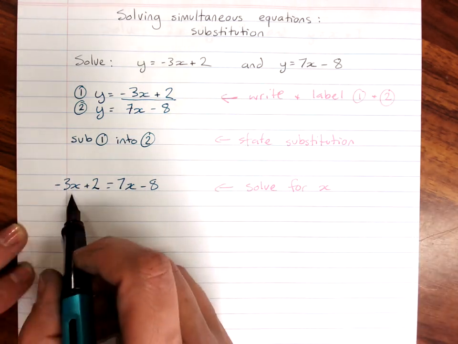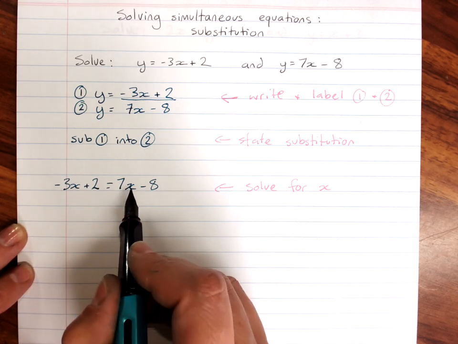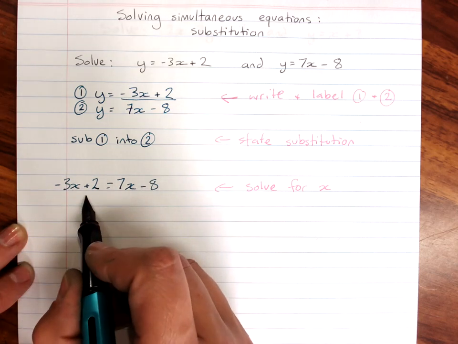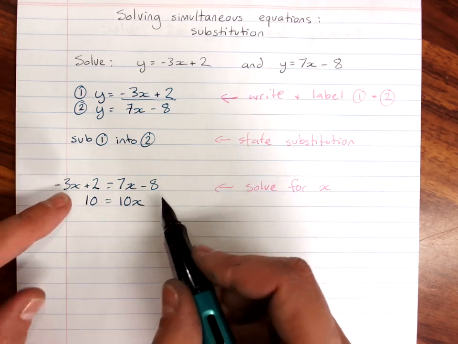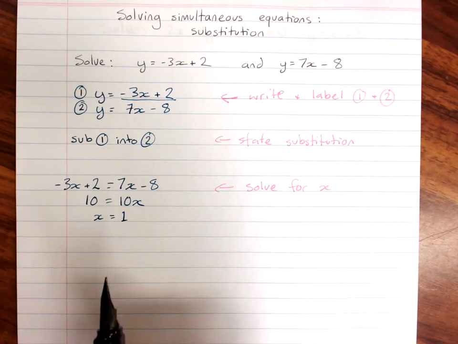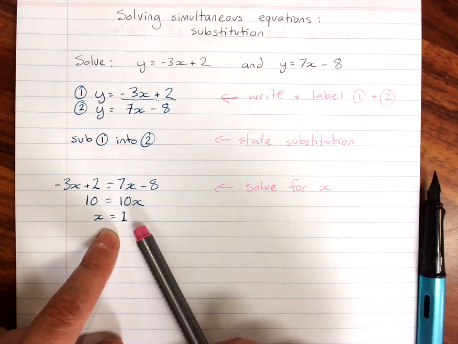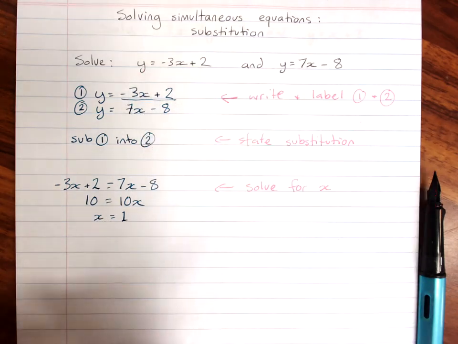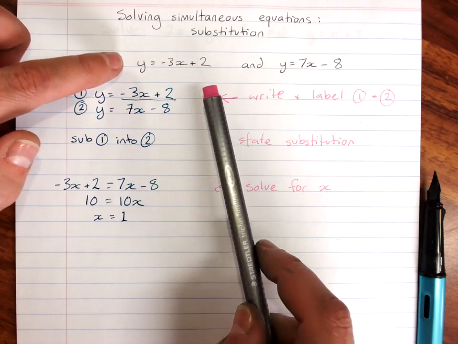So we gather these to the same side. Let's get rid of this negative. Add 3x to both sides, and add 8 to both sides, so 10 equals 10x. Well, that's nice and easy. Keep solving. x equals 1. You're not done. You've got your solution for x. You need to substitute that back into one of these to get the value of y. It doesn't matter which, just choose the one that's going to be easier.